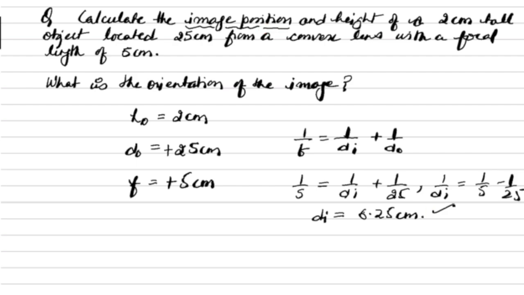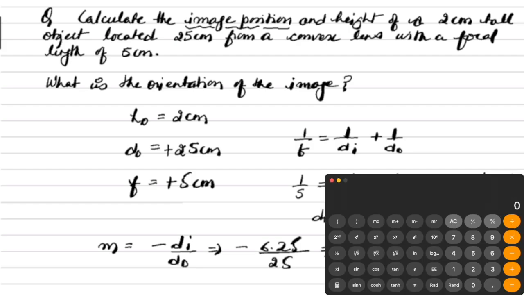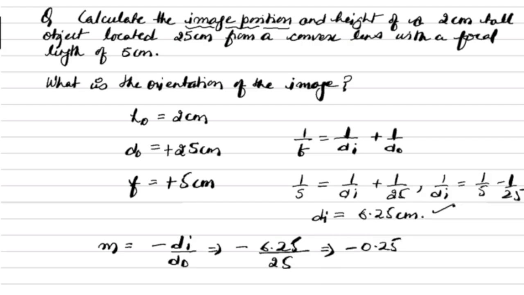Now let's check, they are asking height also. That's why we need to go for magnification. What we know: di we have calculated, and do we already knew. So let's use the formula minus di divided by do. Remember the negative sign always. And di is 6.25. I need to divide it by do, 25. So let me get my calculator again. 6.25 divided by 25 with negative sign, 0.25. Remember to put the negative sign here. So here we go. This is the magnification, so the image is getting reduced to 1/4 actually.